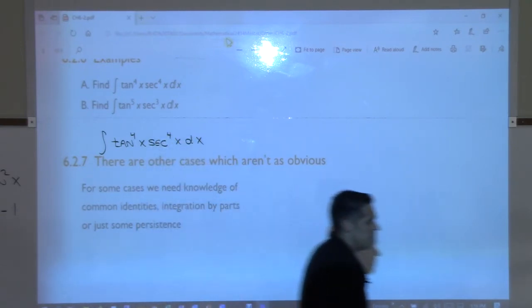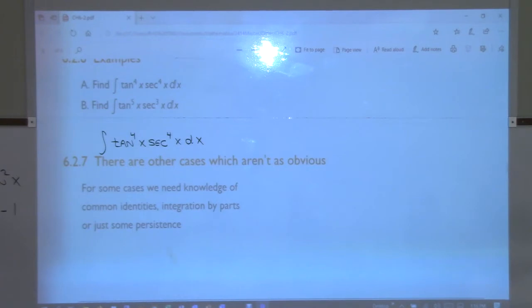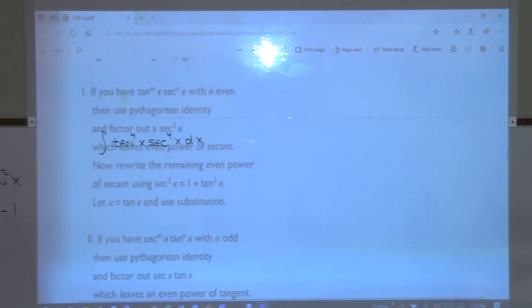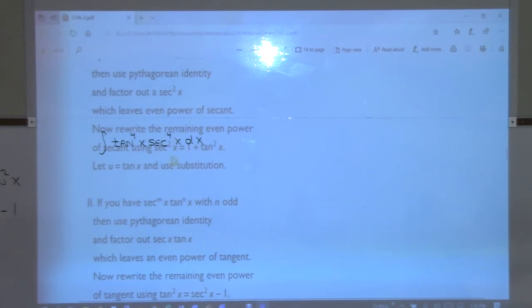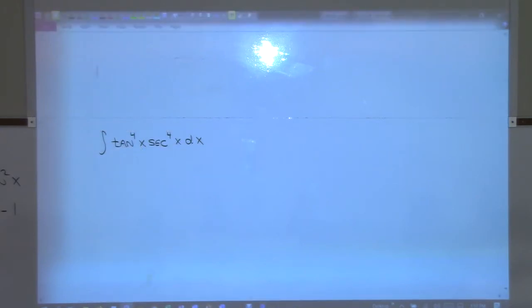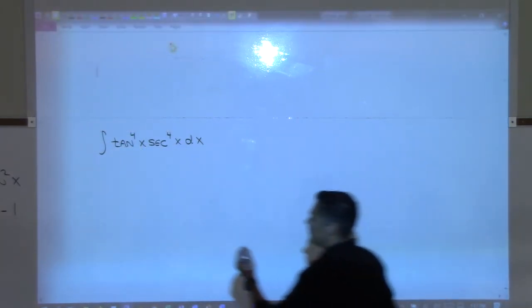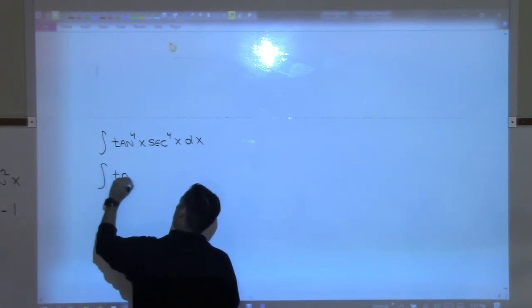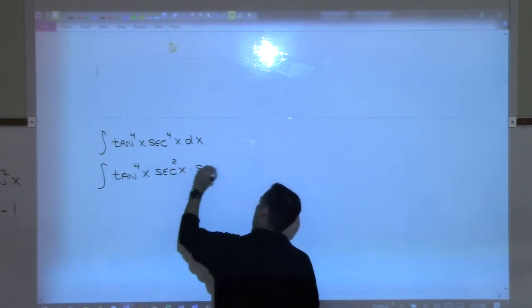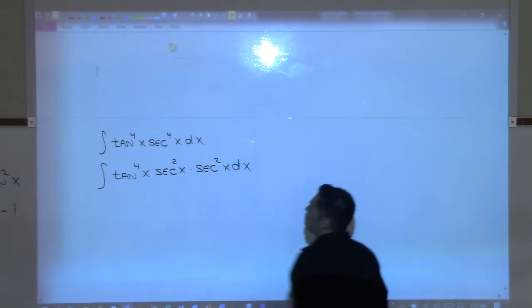All right, let's try this one. We have here tangent and secant with powers, right? If we go back up to the steps, on the first part it says if n is even, where n is the power on secant. That's what we have, right? Secant is to the fourth power. Secant has an even power on it. So it's telling us we need to factor out what? A secant squared. Okay, so let's factor out a secant squared. I need to turn this into secant squared x times secant squared x. That's just me rewriting secant to the fourth.